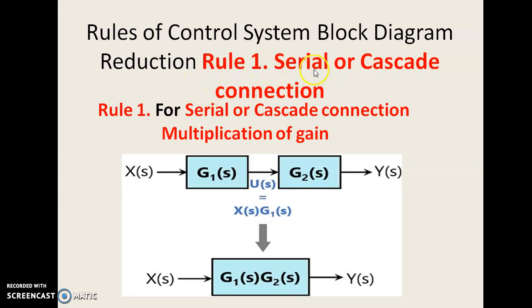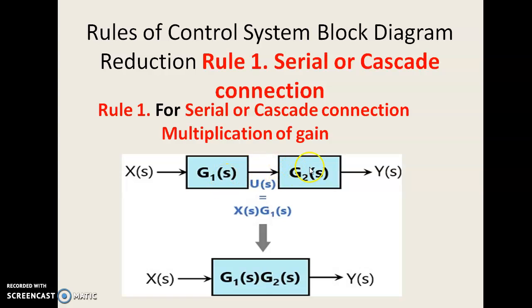So rule number one is serial or cascade connection, multiplication of gain. We can see in this figure, X of S is the Laplace transform of the input. Y of S is the Laplace transform of the output of the system, and G1 is the gain of the system and G2 is another gain of the system, and these two blocks are in series or cascade connection.